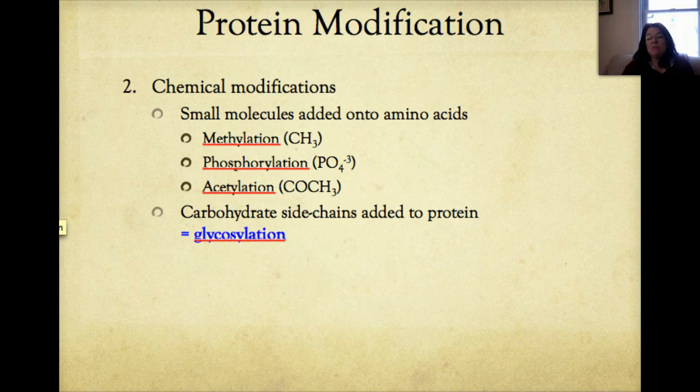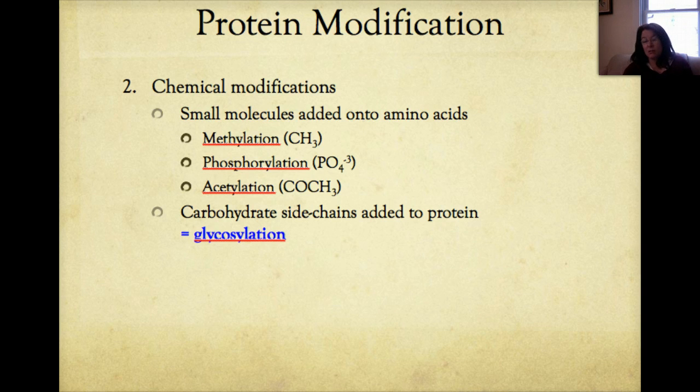So, in protein modification, cleavage and splicing are the first things that can happen with a protein. The second thing that happens is referred to as chemical modifications, because this is an instance where something's going to be added onto the amino acids at some location. There are three main molecules that get added on to amino acids, and then there's also a process where carbohydrate side chains can be added to a protein.